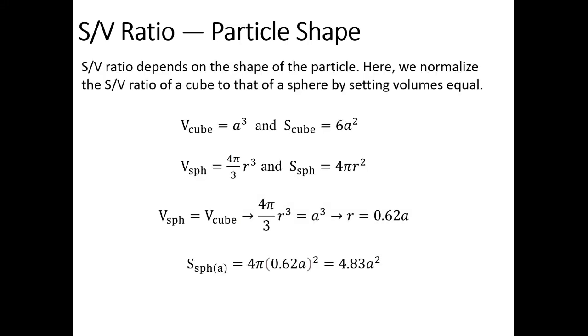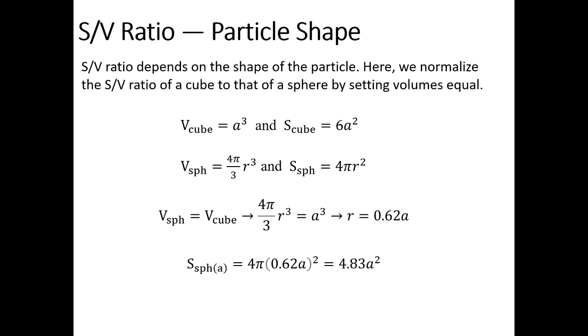Okay, so look at this. Now, surface to volume ratio on the shape of a particle. Here we normalize the surface to volume ratio of a cube to that of a sphere by setting the volumes equal and then putting everything in terms of either A or R. R is the radius of the sphere, A is the side of the cube. Again, these kinds of things are going to be so good for us.